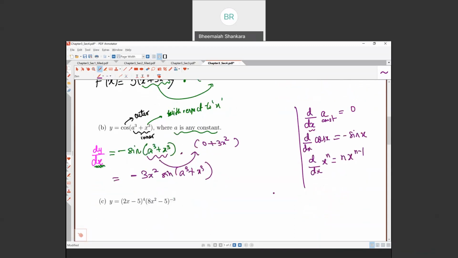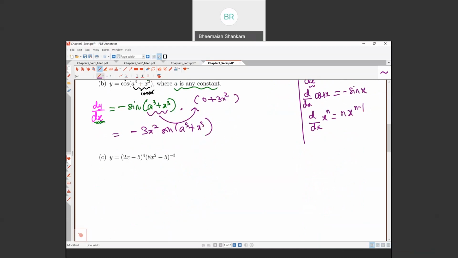In the next example, you have a product of two functions and you want to derive them. So write the first function as u and the second function as v. You see a product of two functions, so you might want to think of the product rule of differentiation. So let me write u is (2x minus 5) to the 4 and v is (8x squared minus 5) to the negative 3.